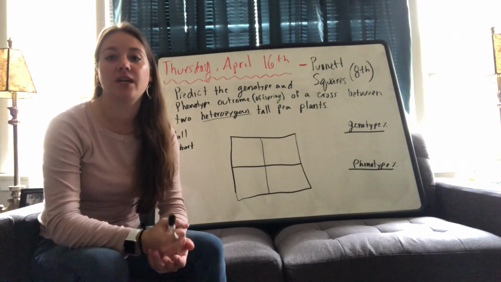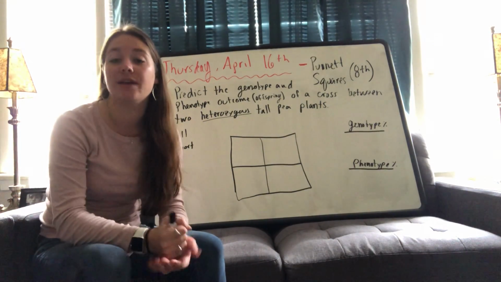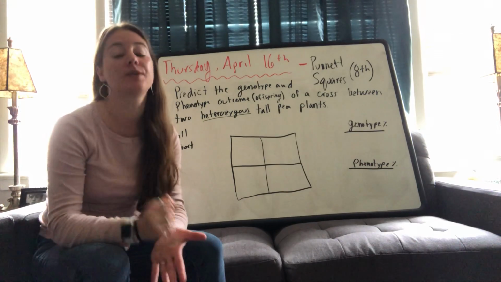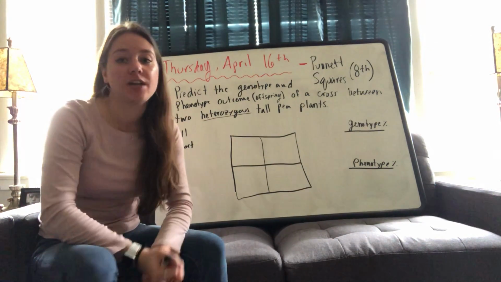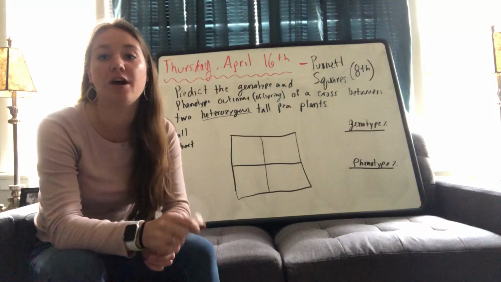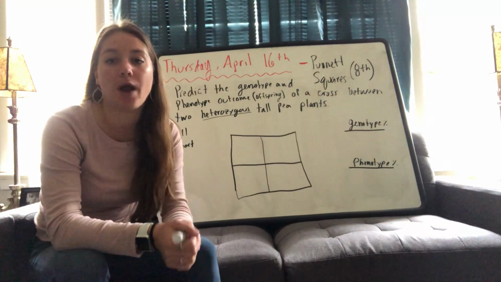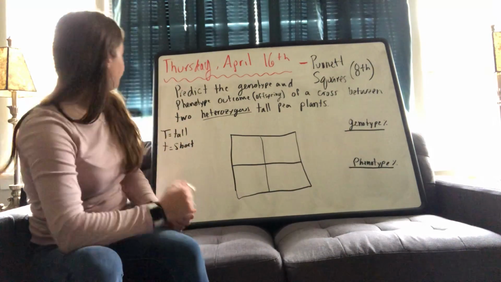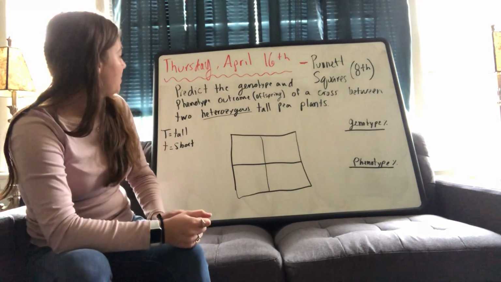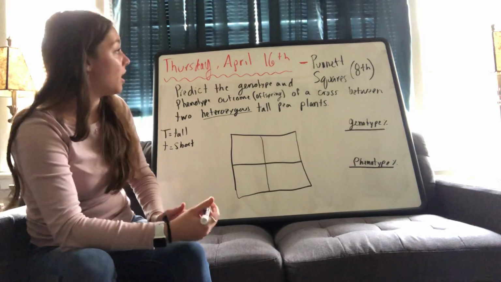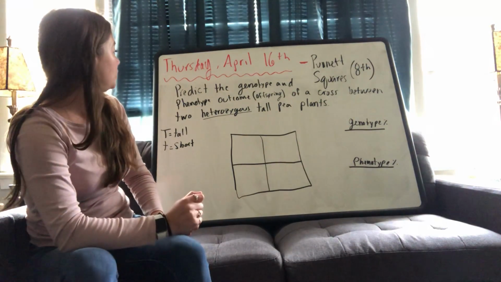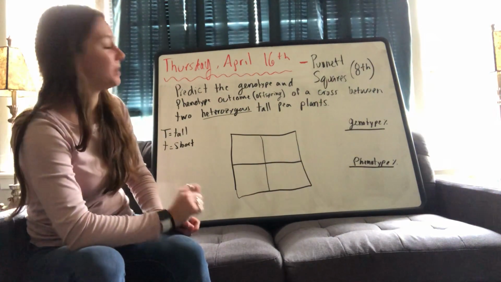Hi everyone, this video is for my 8th grade science unit as you continue your look at Punnett squares and genetics. This video is going to demonstrate how you set up a Punnett square given a written description of the problem. The problem that we are going to be looking at reads, predict the genotype and phenotype outcome of the offspring of a cross between two heterozygous tall pea plants.